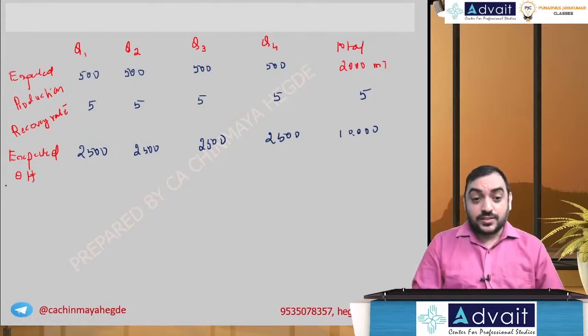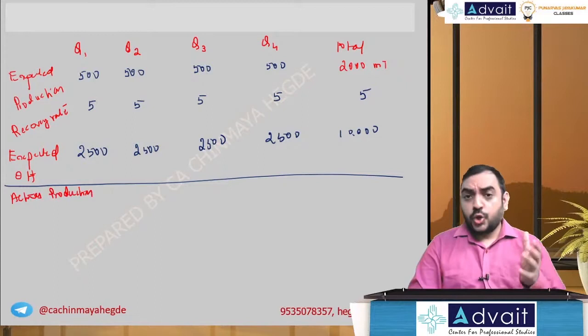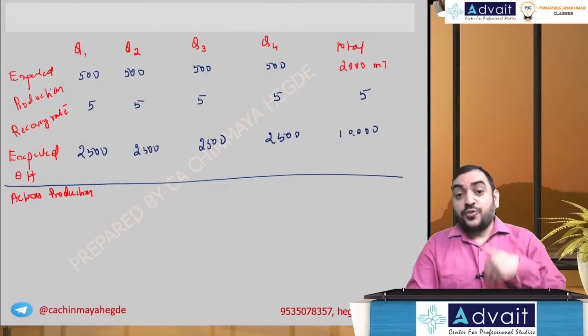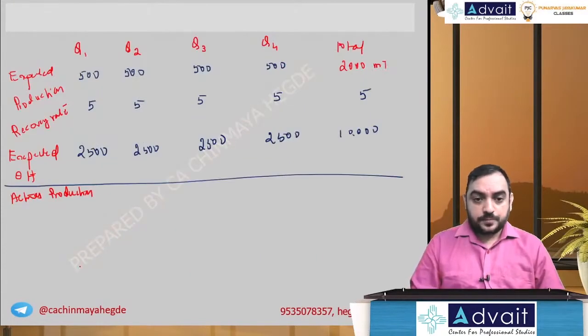Okay, this is expectation. What is actual production? That happened to be different. Actual production may be more, actual production may be less. If you produce more, it is over absorption. If you produce less, it becomes under absorption. So what is actual production? 400, 600, 500, 400. So totally 1,900.